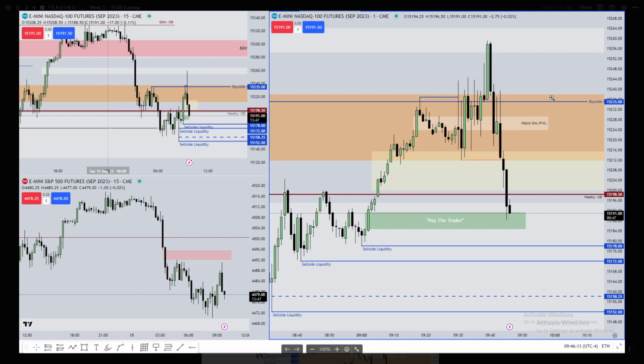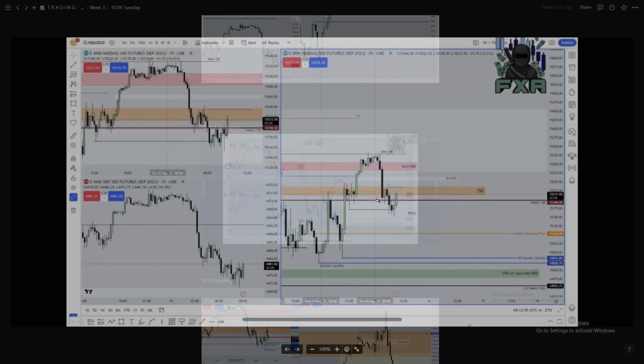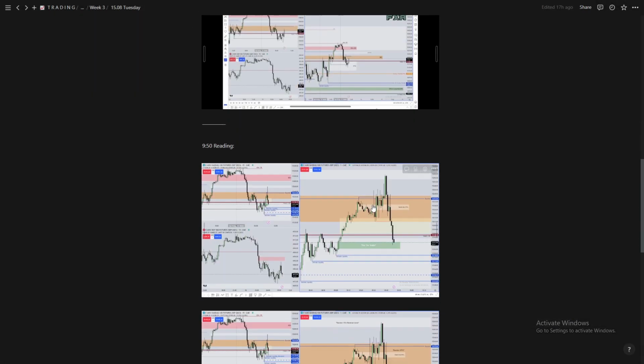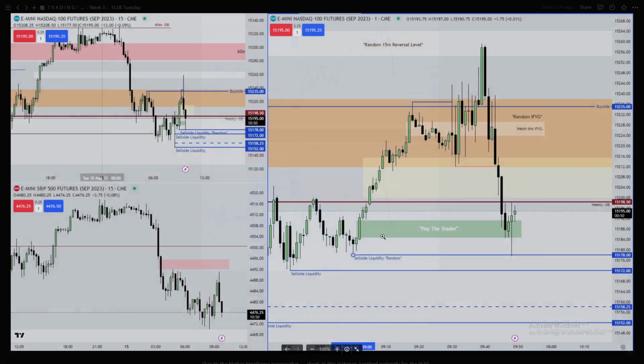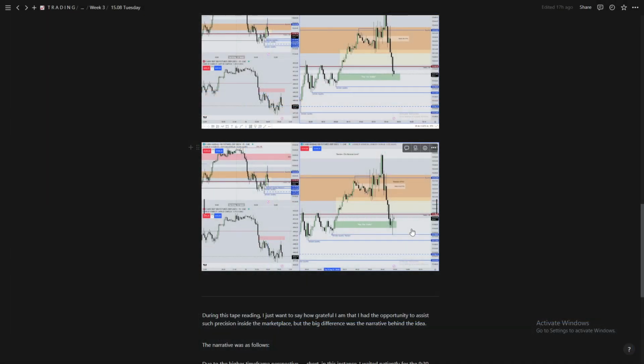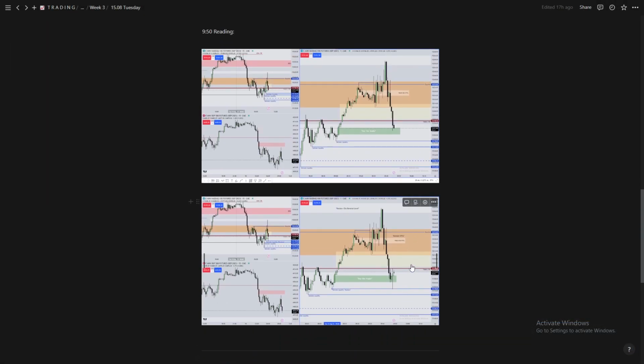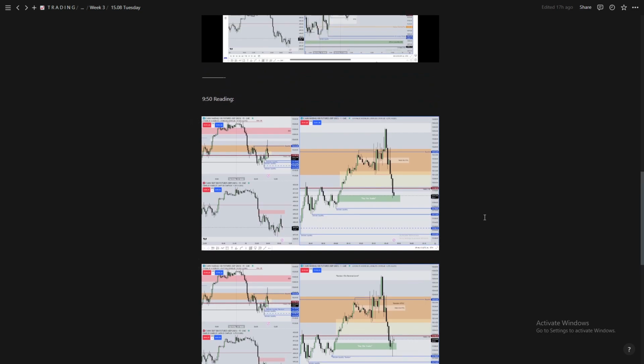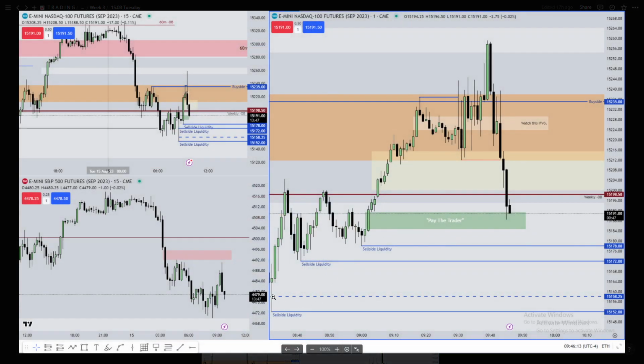But the most interesting part is that all of this also occurs inside a daily inversion volume balance. Right here, all this orange shaded area is happening right in this one right here. There's a lot to talk about. And then we have the random 50-minute reversal level. We have the random IFVG, and that's my reading. You can pause it and read it if you want, but we actually hit these levels too.